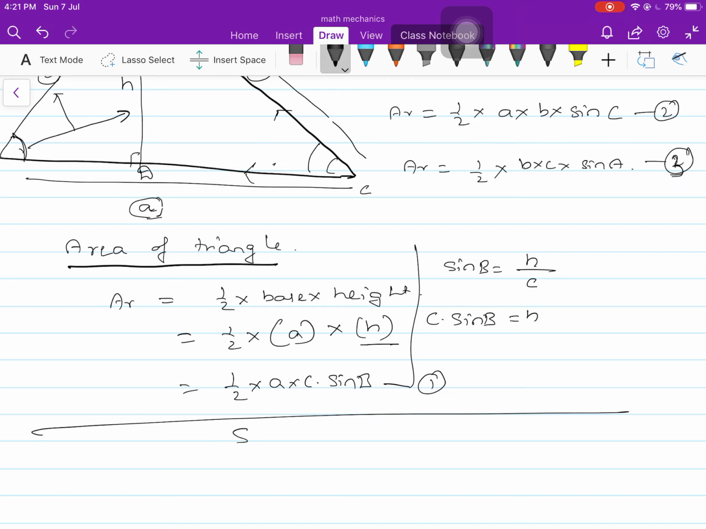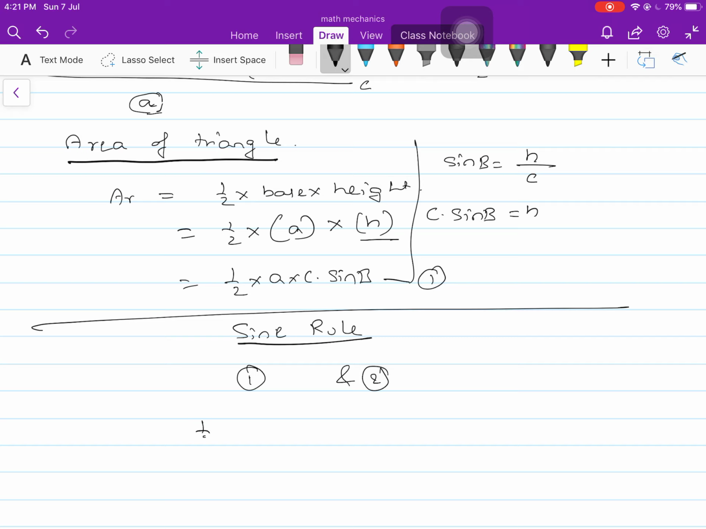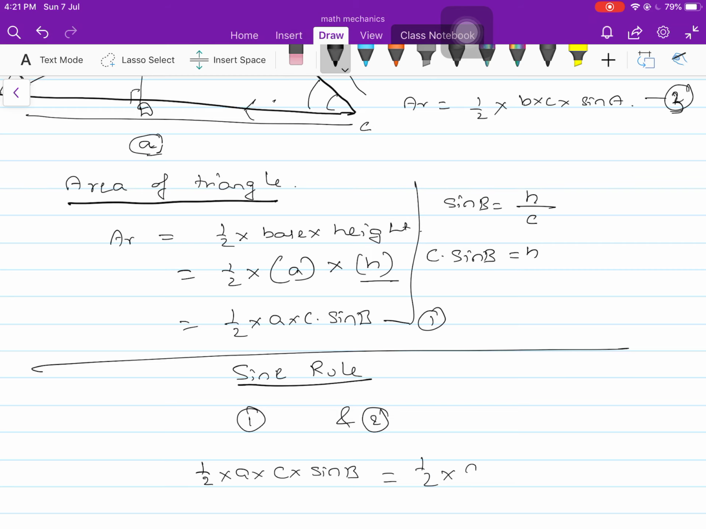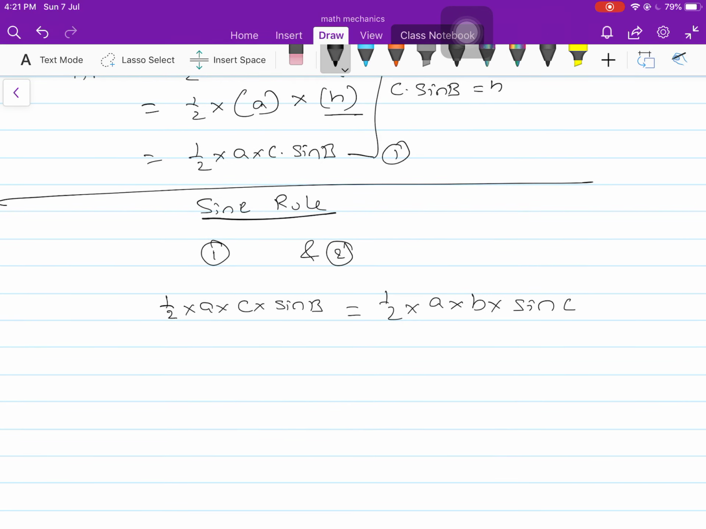Now to prove sine rule, let's use equation 1 and equation 2. Now area of the triangle will be always same because the sides are same. So let's use equation 1. So half into A into C into sine of angle B is equal to, here equation 2, half into A into B into sine of angle C. Now can we cancel things which are same? So this half and this half can be cancelled. The side A and side A can be cancelled.